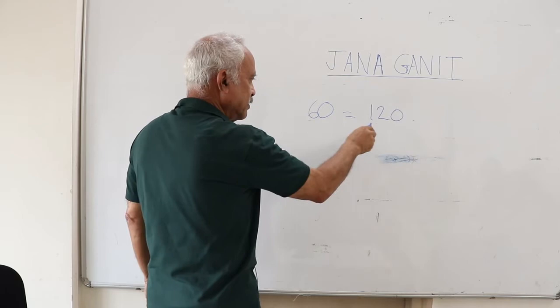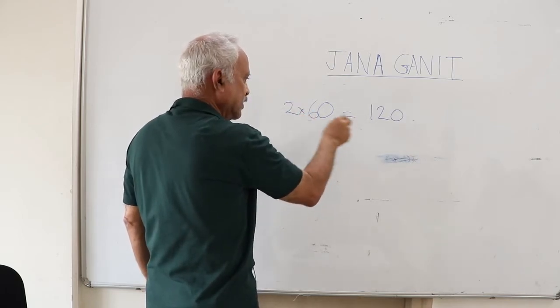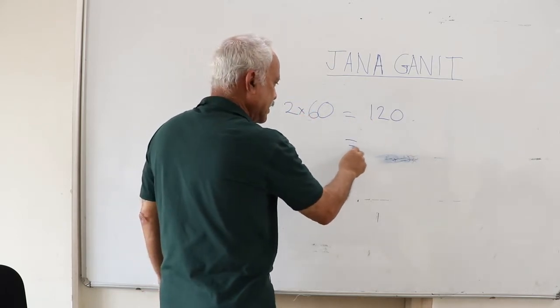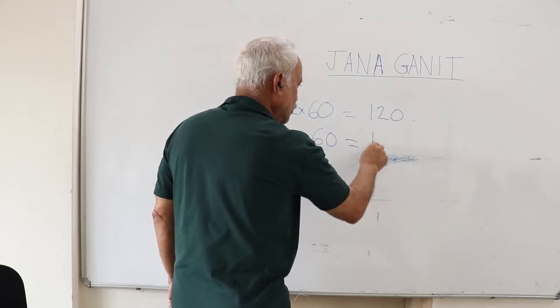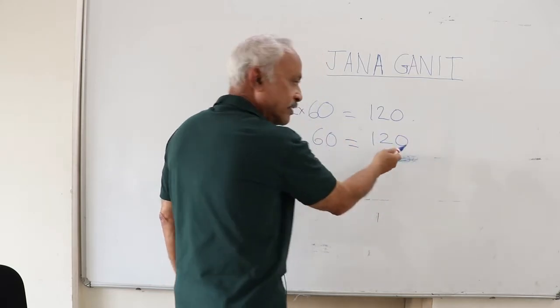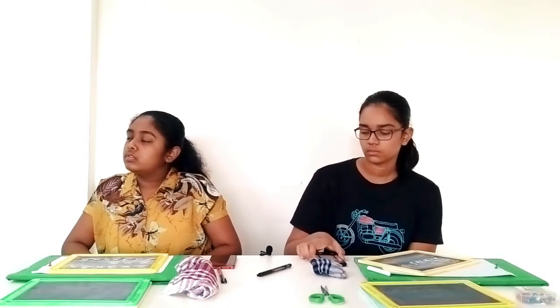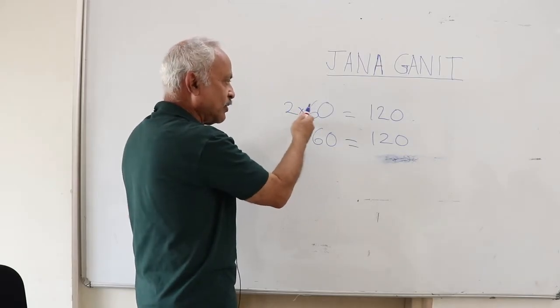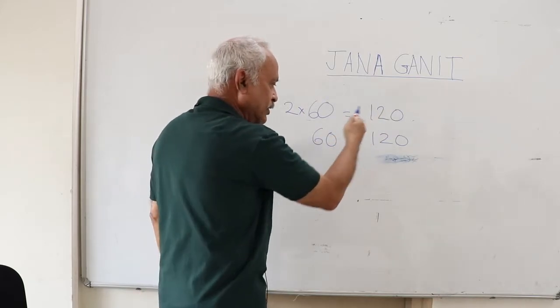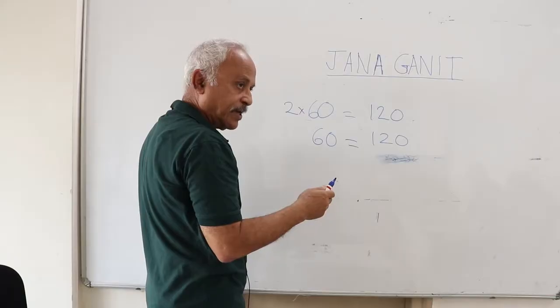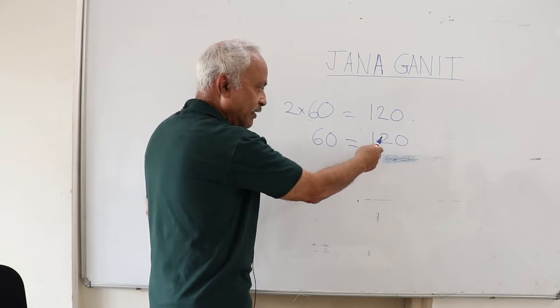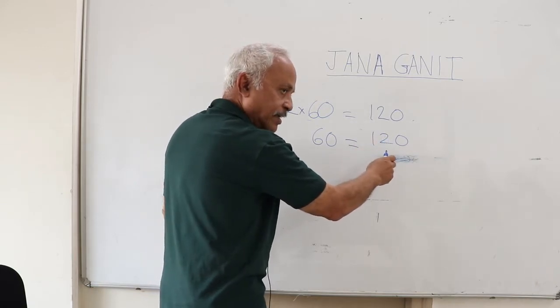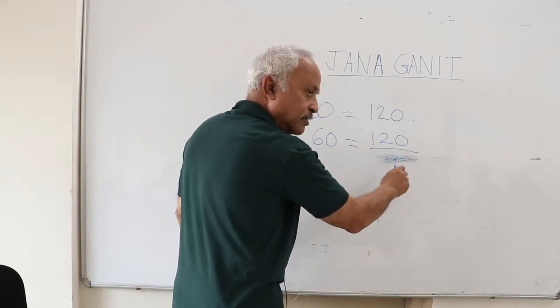I can say 2 into 60 is 120. I can also say that 60 is equal to 120 divided by 2. If I multiply 60 by 2, I get 120. What do I do to 120 to get 60? Divide. Divide by? 2. So how will I write 120 divided by 2? I can write it as 120 upon 2.